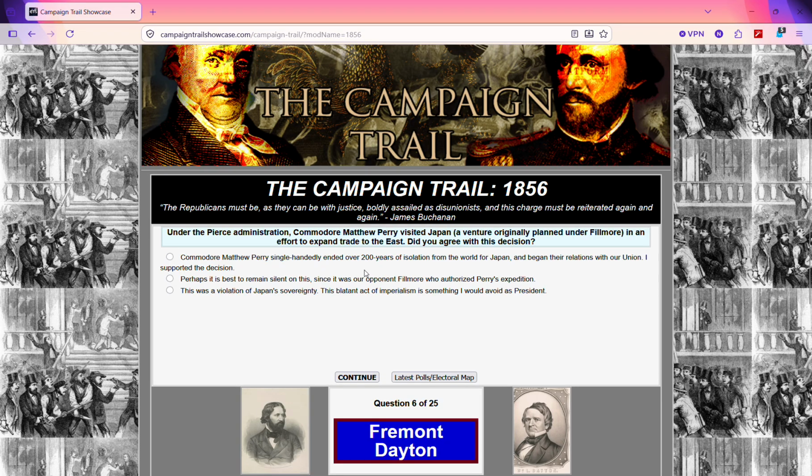Under the Pierce administration, Commodore Matthew Perry visited Japan. Isn't that the guy who forcefully willed Japan into becoming non-isolationist? In an effort to expand trade in the East, did you agree? Yeah, Commodore Perry single-handedly ended over 200 years of isolationism. Perhaps it's best to remain silent. Who authorized Perry's expedition? This was a violation. Okay, we probably don't want to do that.